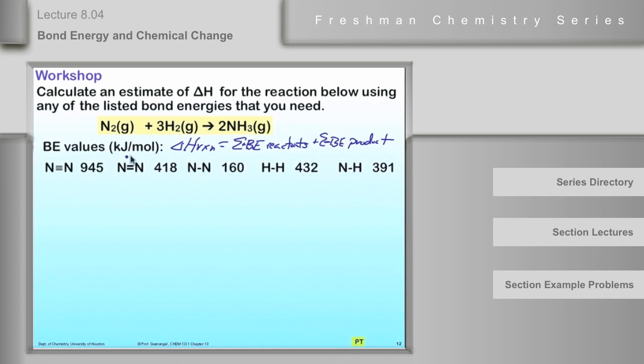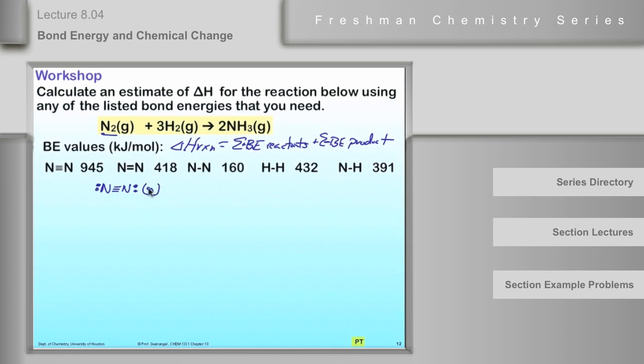Now, what we need to know is what bonds there are. And we have learned now how to draw the Lewis dot structures for molecules. So the next thing I will do is redraw the equation using Lewis dot structures. And that's exactly what you should do when you encounter these problems. First of all, N2, we noticed, was a molecule, a diatomic molecule with a triple bond.